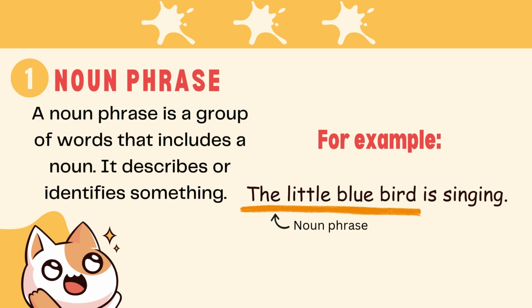Noun phrase. A noun phrase is a group of words that includes a noun. It describes or identifies something. For example, the little blue bird is singing. The little blue bird is a noun phrase. The noun here is bird. And we are describing this bird by being little and blue.